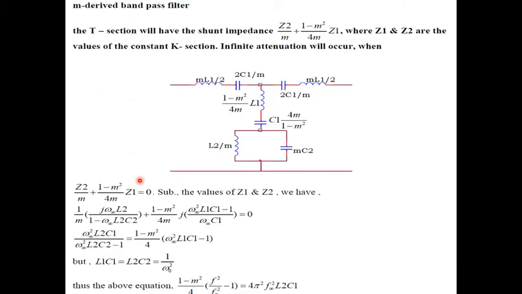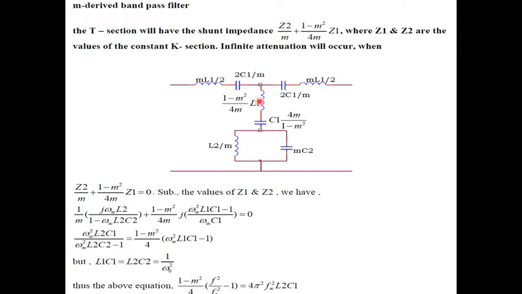Similarly, the band pass filter. Here also you consider the T section, but normally in the band pass filter we are adding two impedances on each side, two components like this, the inductance and capacitance, as well as inductance and capacitance.